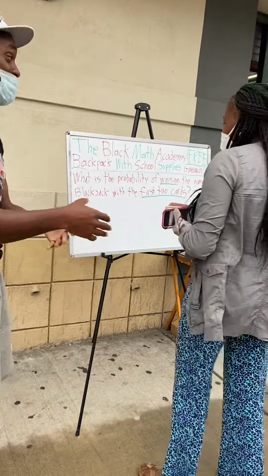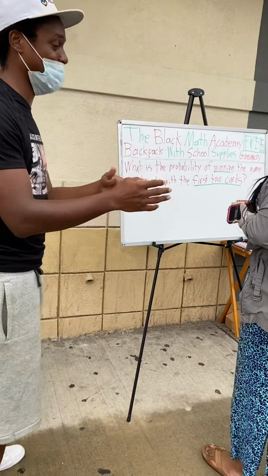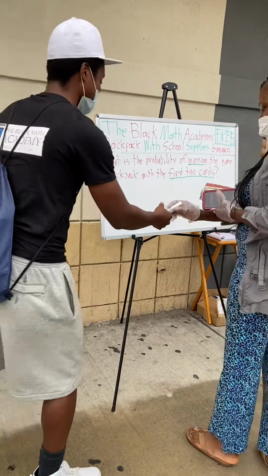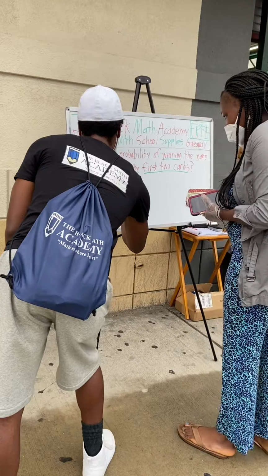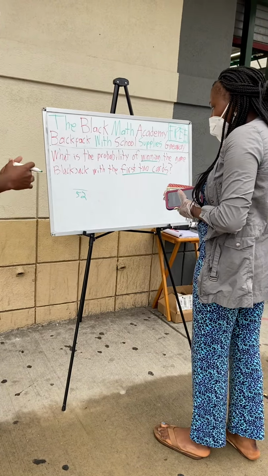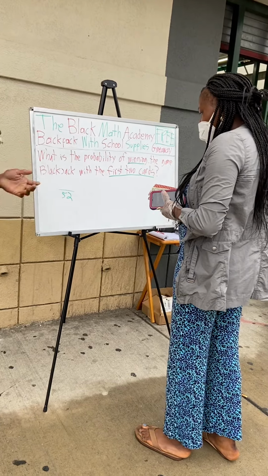But, so he's right. There are 52 cards in a deck, without counting the jokers that we don't use. So there are 52 cards in the deck. So now we have to figure out, well, how many of those cards are the 10, the jack, the queen, or the king? How many of those are in the deck?